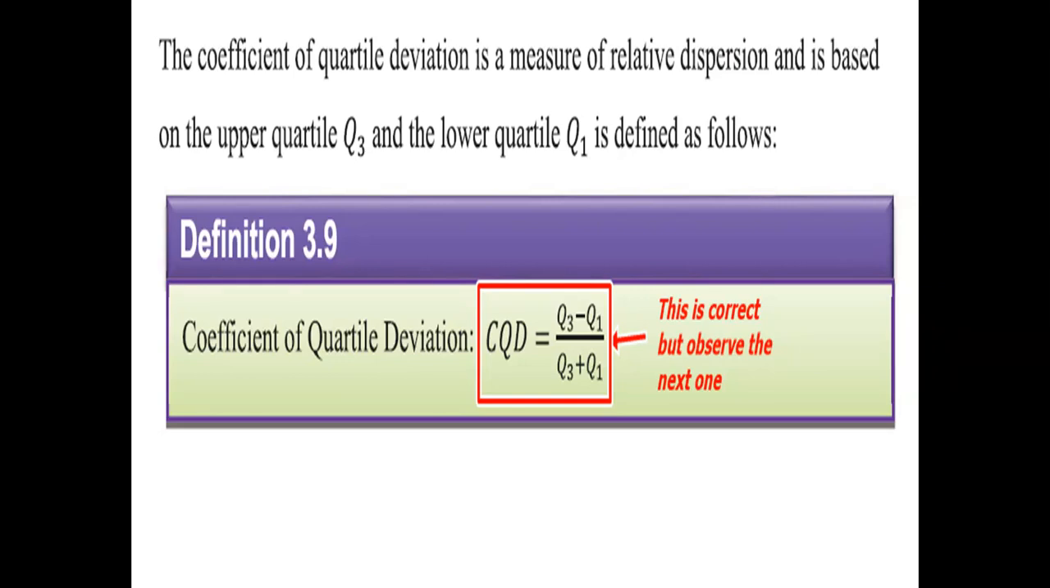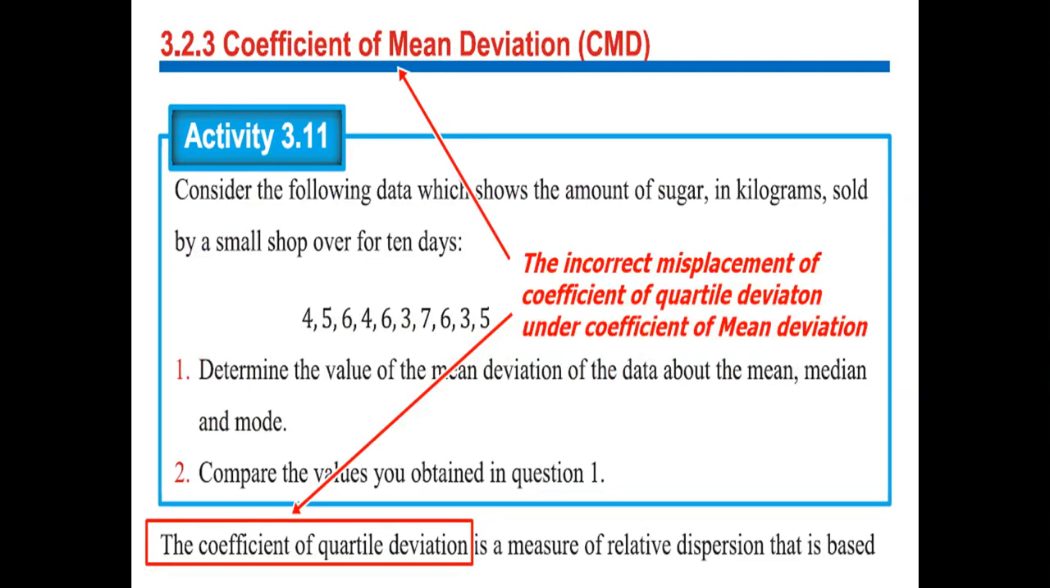And here, as you can see in this definition, the coefficient of quartile deviation is given by CQD equal to Q3 minus Q1 over Q3 plus Q1. This is absolutely correct. But the next one here, the error is in chapter 3, page 201. I observed this error here.